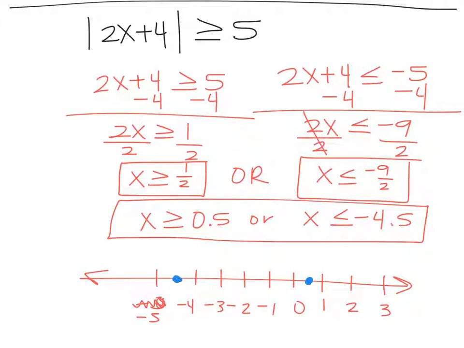Remember or problems, like oars on a boat? Oars go out of the boat, right? Or goes out. So you would draw your arrows this way. X is greater than 0.5, that's going this way. X is less than -4.5, going to the left. Okay? Questions on that?